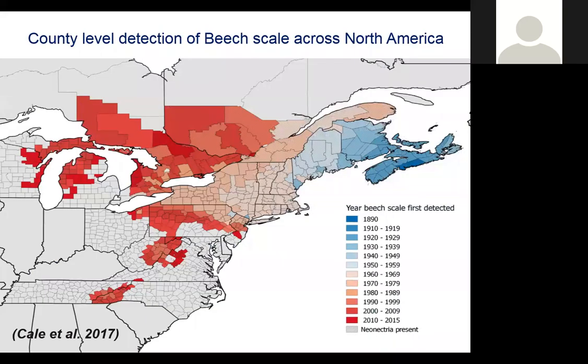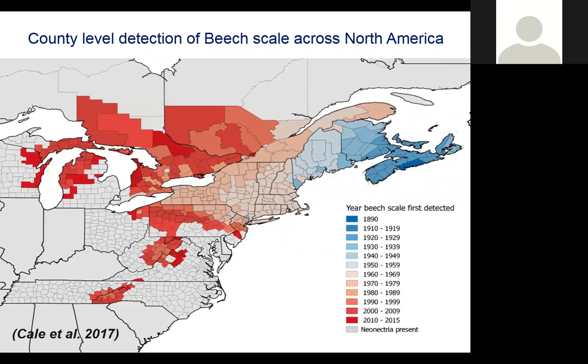And you've probably seen this diagram already in terms of how this has manifested itself across the Northeast. It was first detected in Nova Scotia in the early 1900s, moved through Maine, down through Vermont, New Hampshire, eastern New York, through the 30s, and then the 60s into western New York, and maybe a decade later now has moved into Pennsylvania more recently, so in the 2000s.